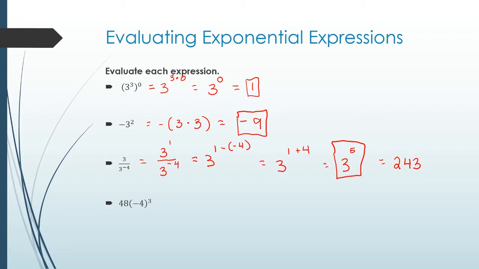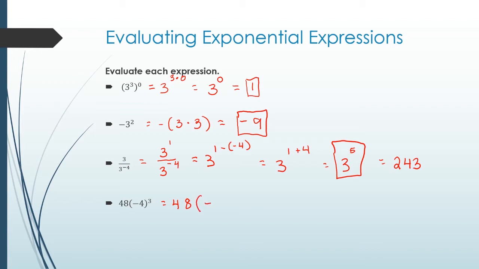Now the last one here. So we have 48 times negative 4 to the 3rd power. You have to do the exponent before you do any multiplication. So I have to do the negative 4 to the 3rd power. A negative in parentheses to an odd power means I'm going to get a negative answer. And I'm going to put parentheses to show that I'm multiplying my answers.